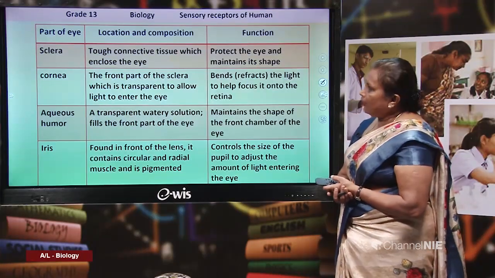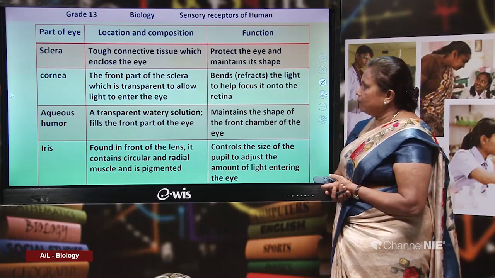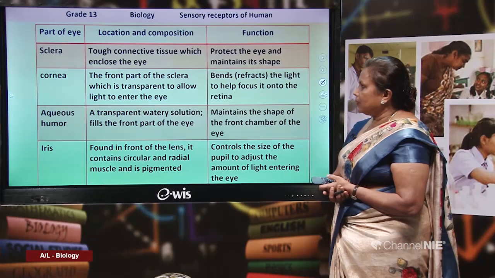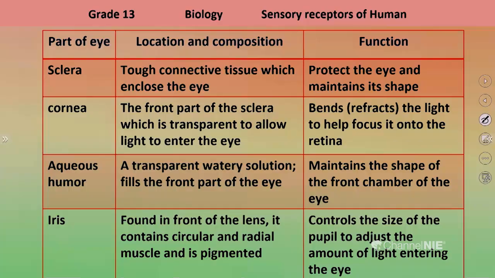So then I am going to explain to you the function of each part of this structure of the eye. Now I have explained all the parts and their positions, and here all these parts of the eye, their location, composition, and functions are tabulated.